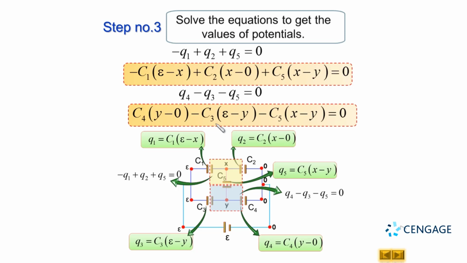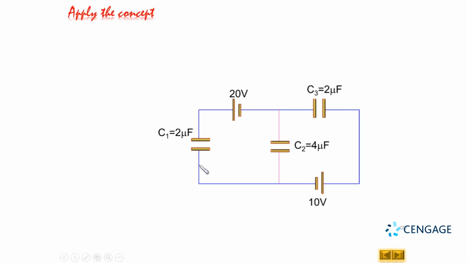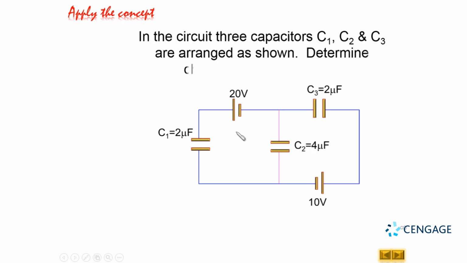Now let us take one illustration for consolidation of the concept. So let us take one circuit here. You can observe there are two batteries, 10 volt and 20 volt, and three capacitors C1, C2 and C3, right? And here we need to find the charge on each capacitor. Again, we can solve this problem using Kirchhoff's loop equation and junction law, but here we are going to solve it using the nodal method.